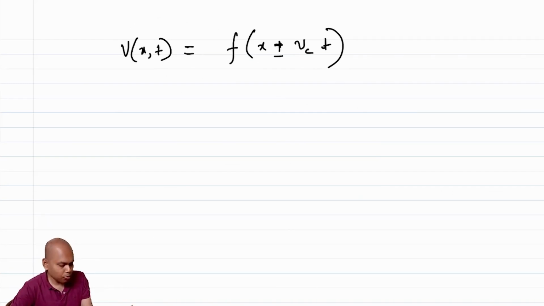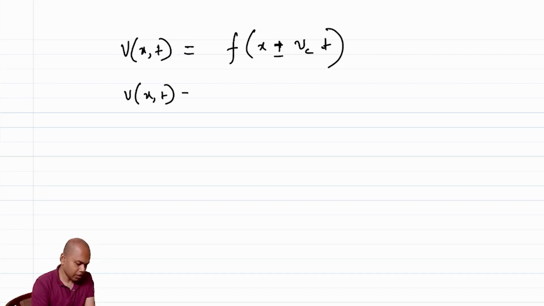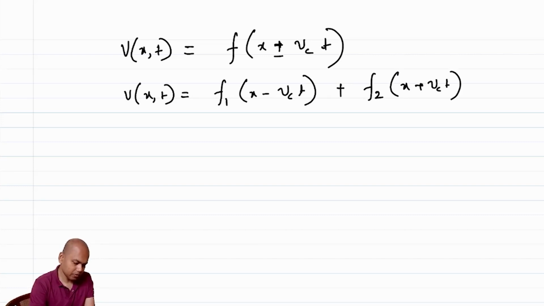Now you see that there are two possible solutions available for the same function, and it's a system of linear differential equations, which means the generic solution can be a superposition of both the solutions. So essentially we can say that v of x comma t can be f1 of x minus v_c t plus another function of the form f2 of x plus v_c t, right?